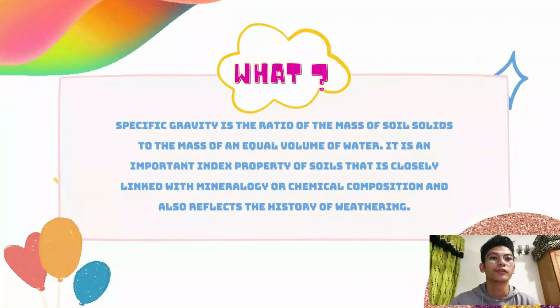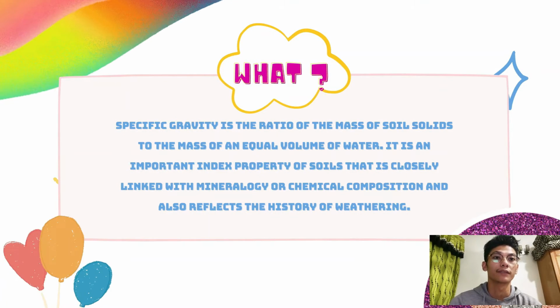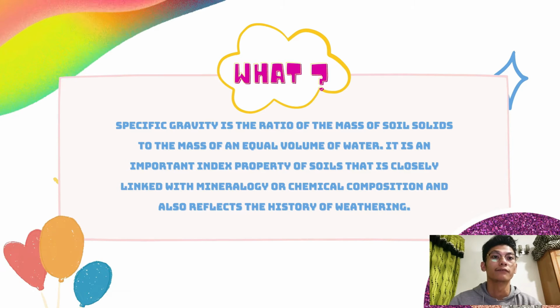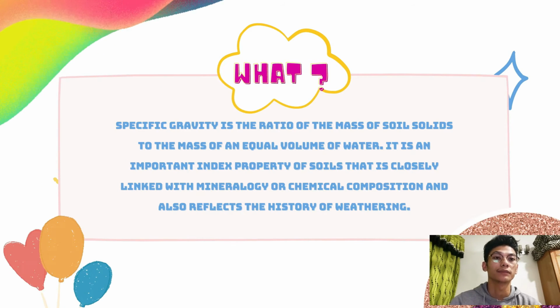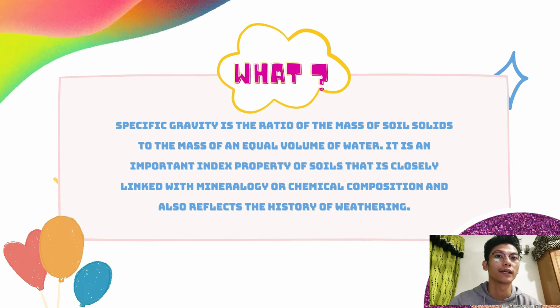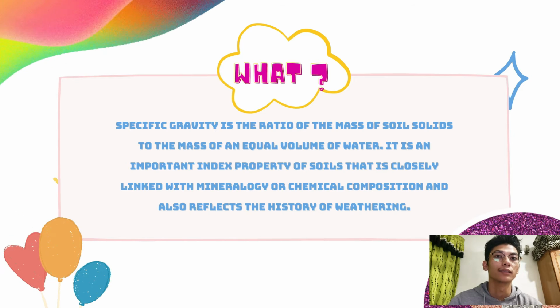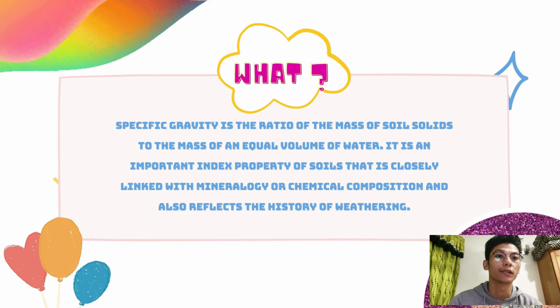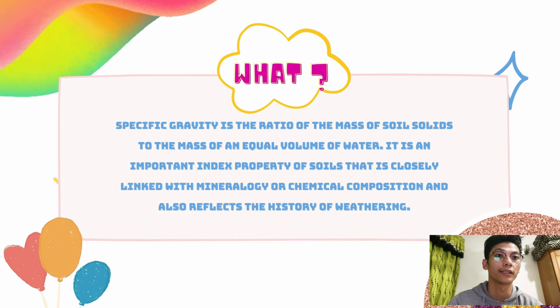Hello guys, do you know what specific gravity is? Okay, let me tell you about specific gravity. The first one is What. Specific gravity is the ratio of the mass of soil solids to the mass of an equal volume of water. It is an important index property of soil that is closely linked with mineralogy or chemical composition, and also reflects the history of weathering.